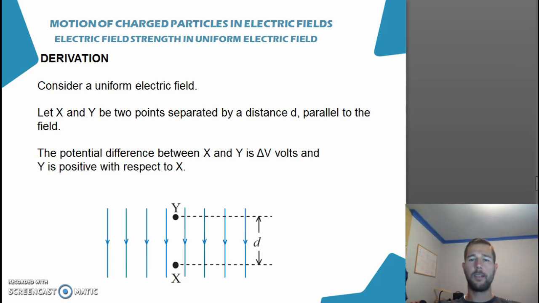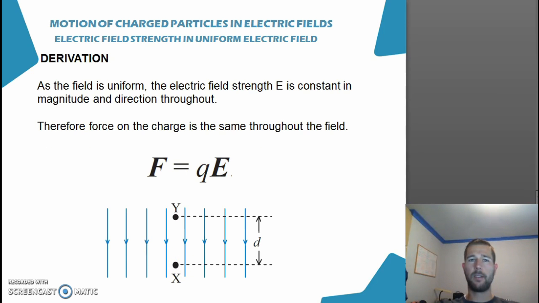Now I'm going to run through a derivation of the electric field strength in a uniform electric field. Let's consider a uniform field first, and x and y are points separated by some distance that are parallel to the field. The potential difference between x and y is delta V. We already know that as the field is uniform, electric field strength is constant in magnitude and direction. Therefore, the force on the charge is the same throughout the field and is given by this equation.